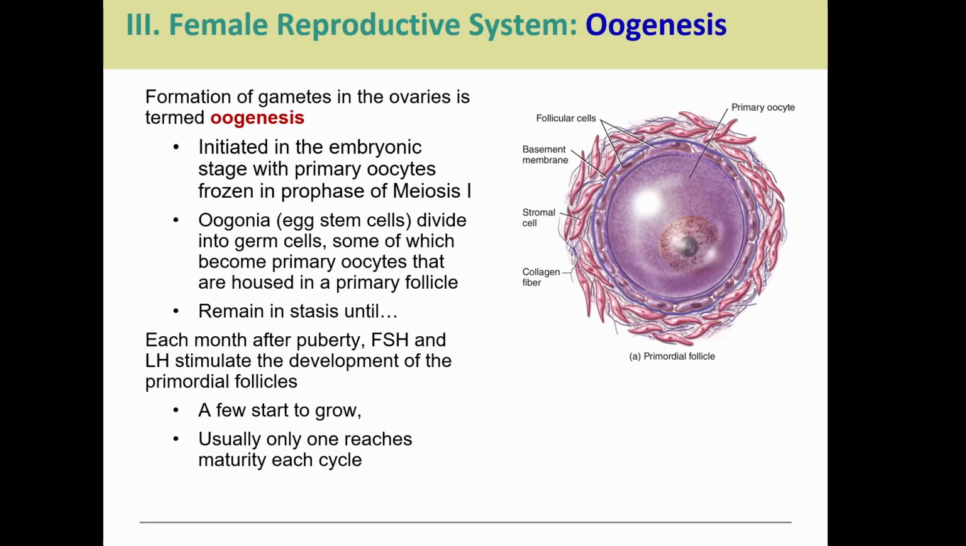And so we look at the primordial follicle. Here's the oocyte. This is going to be the egg itself. But we see we have all these other supportive cells, like follicular cells, stromal cells. We have a basement membrane, we have collagen fibers, all supporting that one oocyte.